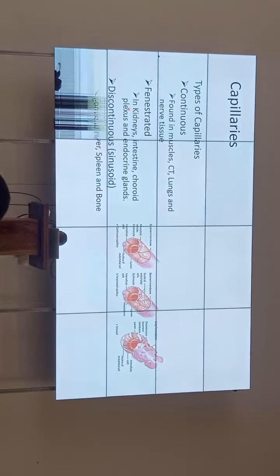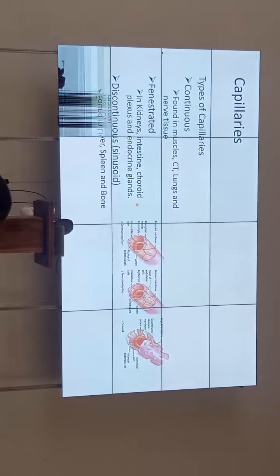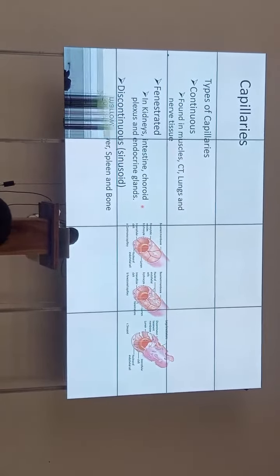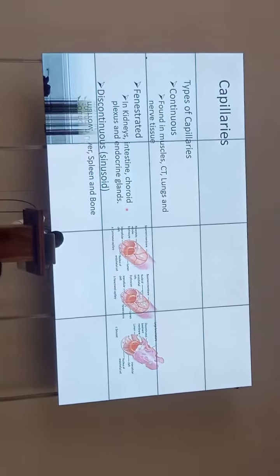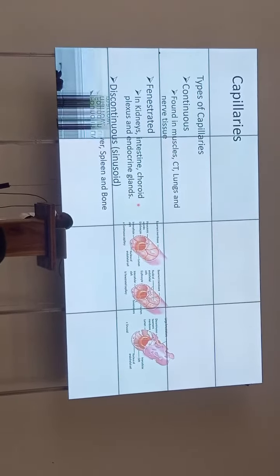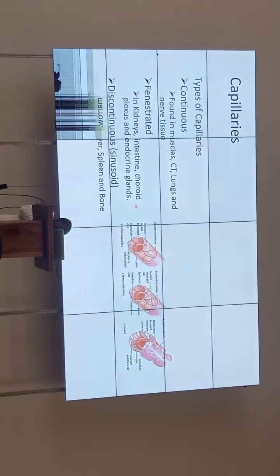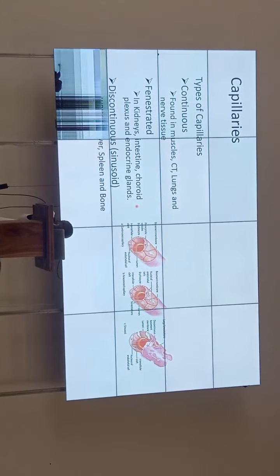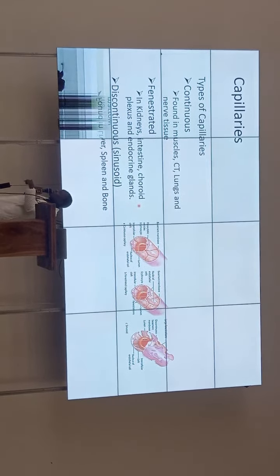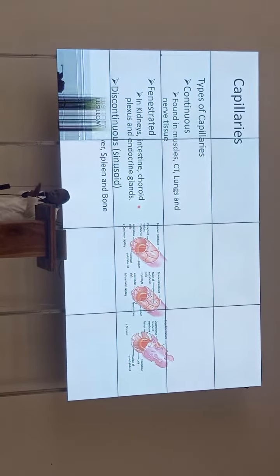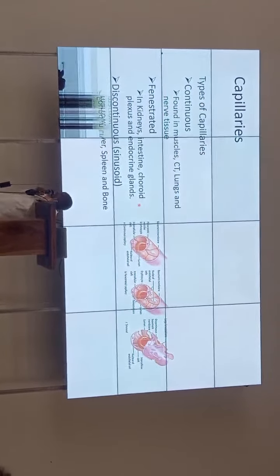Which other organs do you want to have fenestrations? Where absorption of nutrients occurs. So in the intestines, we find fenestrated capillaries. So I say that their endothelial cells have little pores, fenestrations, but their basement membrane is intact.